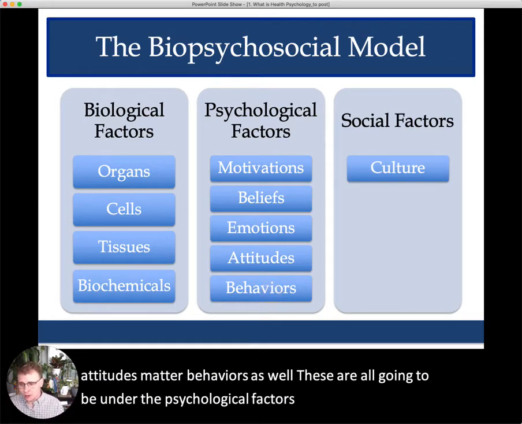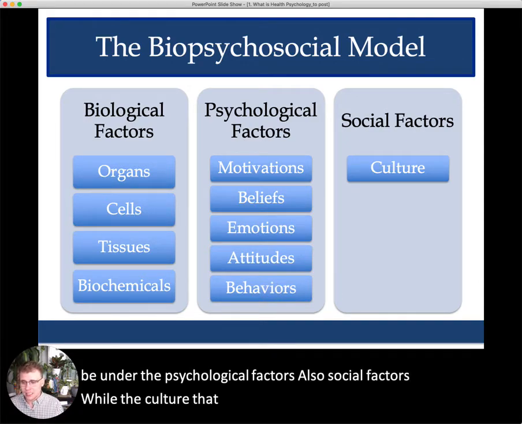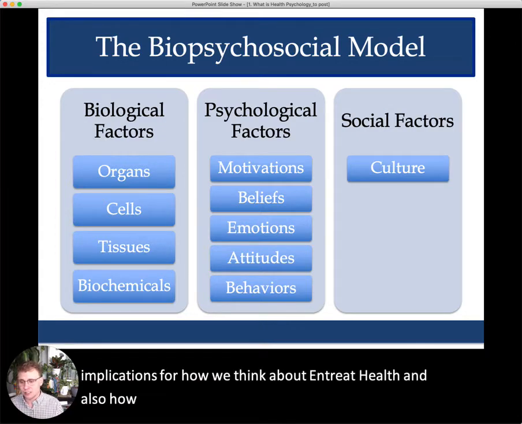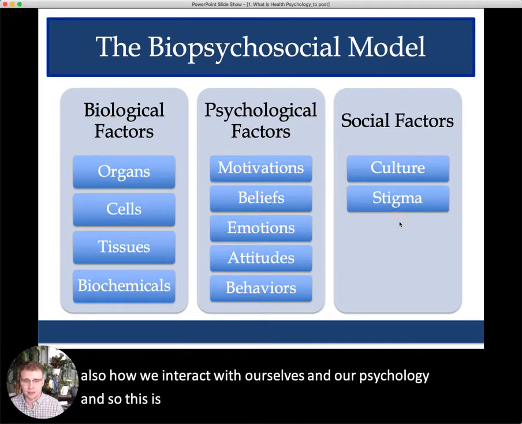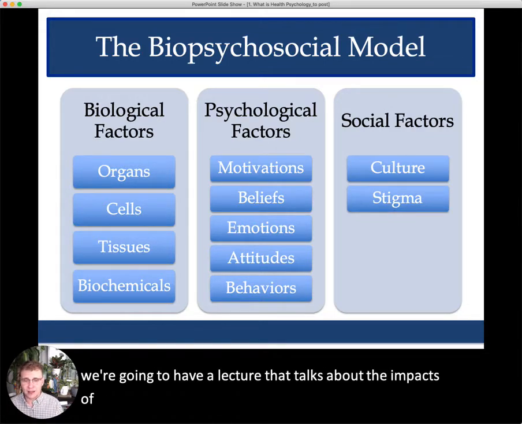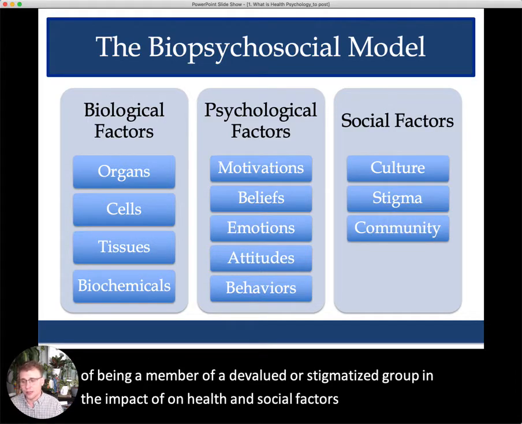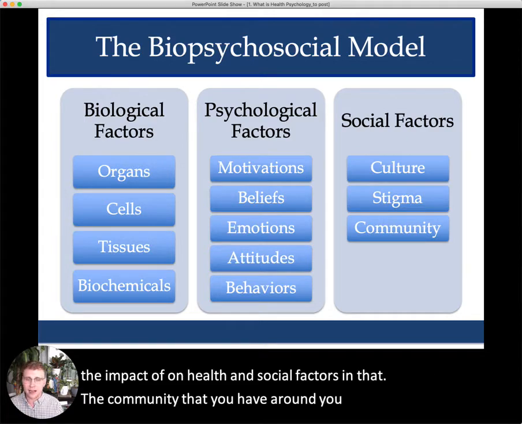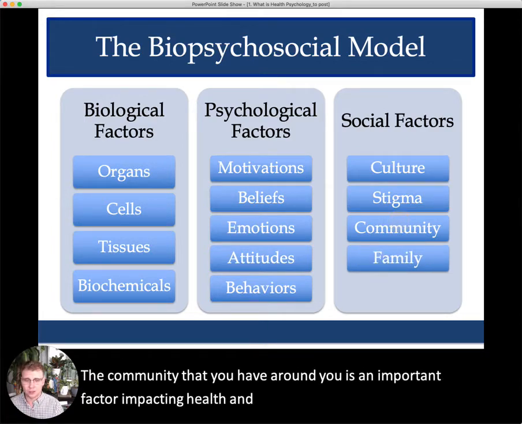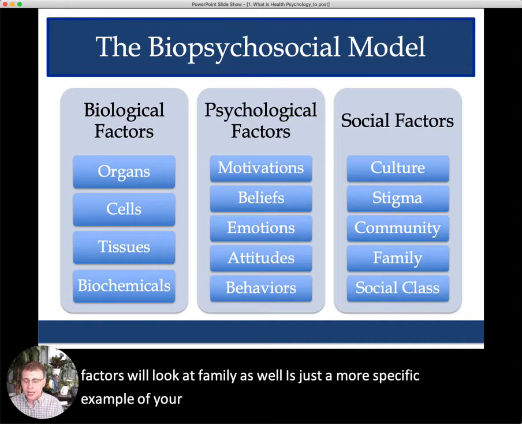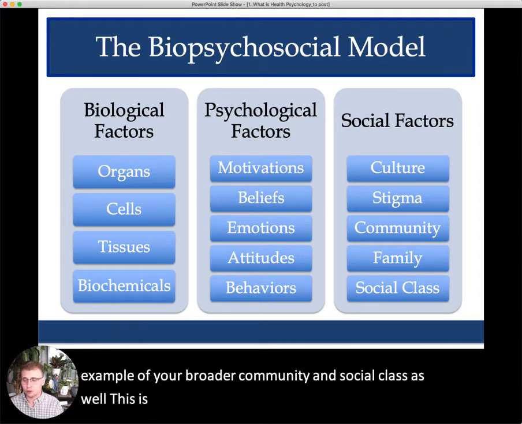Also social factors, right? The culture that we're embedded in has all kinds of implications for how we think about and treat health, and also how we interact with ourselves and our psychology, and so this is going to be an important factor. Stigma, we're going to have a lecture that talks about the impacts of being a member of a devalued or stigmatized group and the impact of that on health, and so the social factors in that. The community that you have around you is an important factor impacting health, and that's one of the social factors we'll look at. Family as well is just a more specific example of your broader community. And social class as well. This is an important social factor that certainly has very strong health implications.